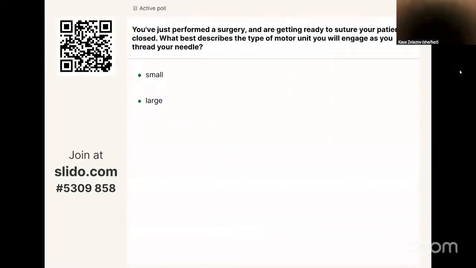Okay. So imagine what type of motor unit you're going to expect to see if you just did a surgery and you're about to suture your patient closed. So you're putting in the stitches. Right, so we're trying to thread our needle. What kind of motor unit are we going to be using there with our hand?